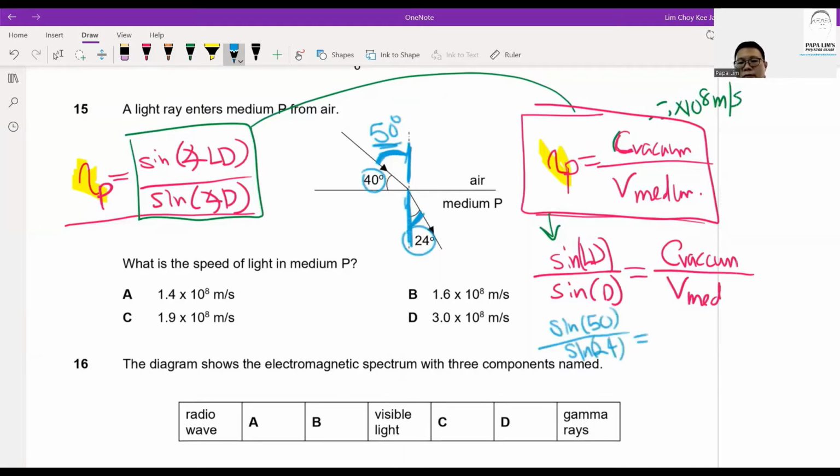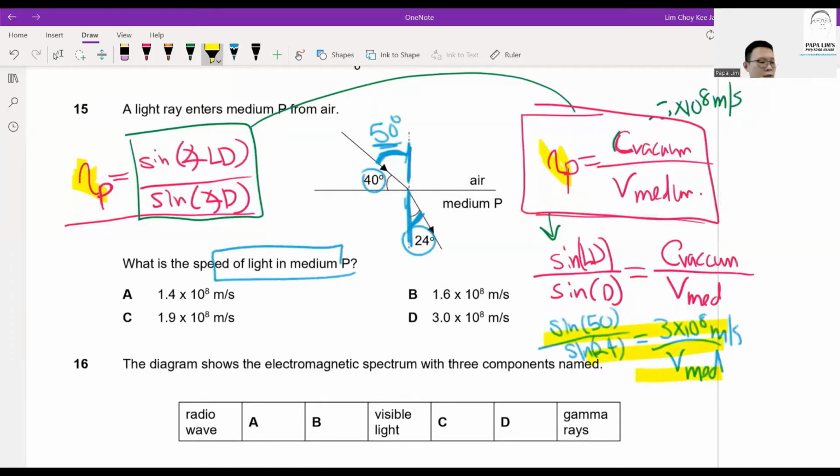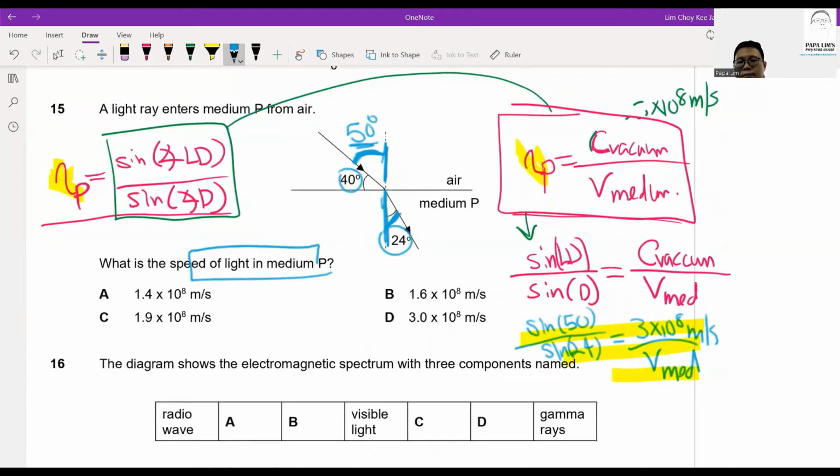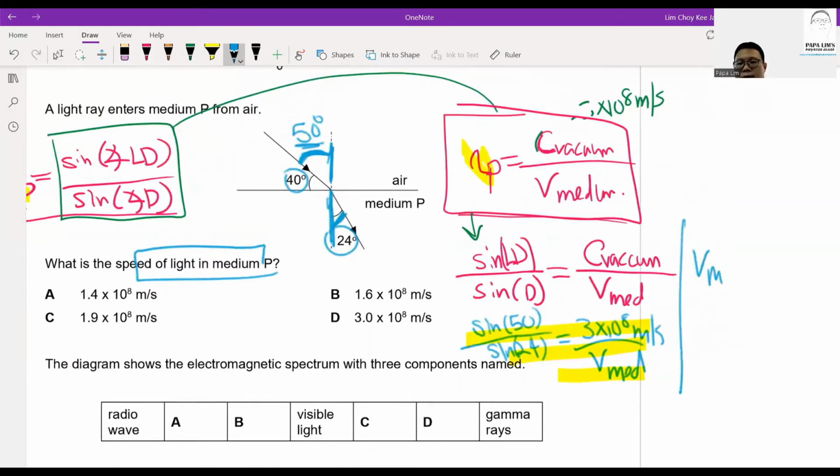Speed of light in vacuum is a fact that you must remember, 3 times 10 to the power 8 meters per second, divided by the speed in the medium, which is what you need to find. If you rearrange the math, you get the speed of light in the medium to be 1.6 times 10 to the power 8, same thing, meters per second, which is B.